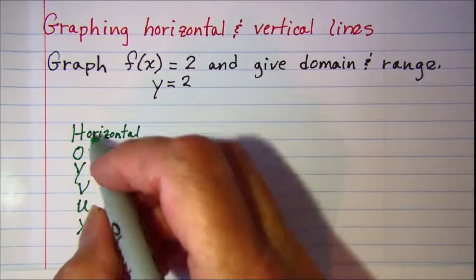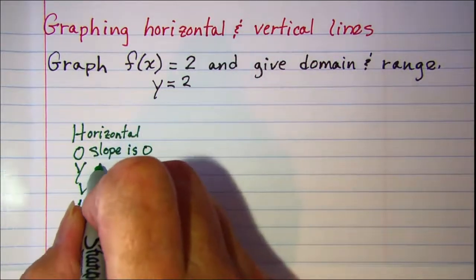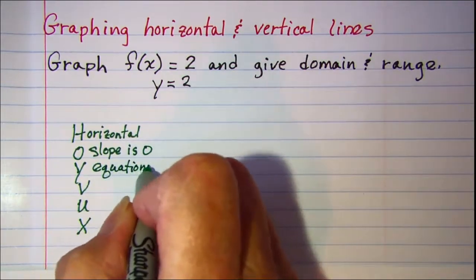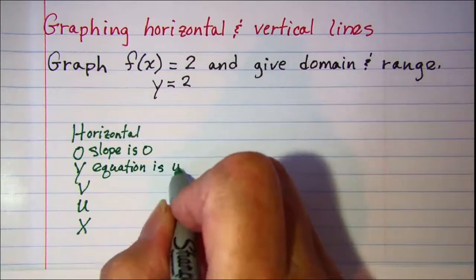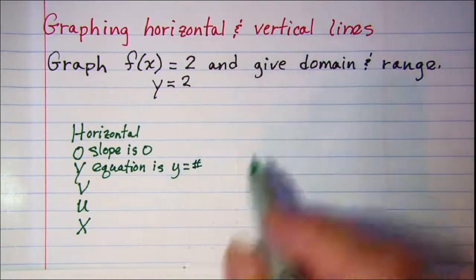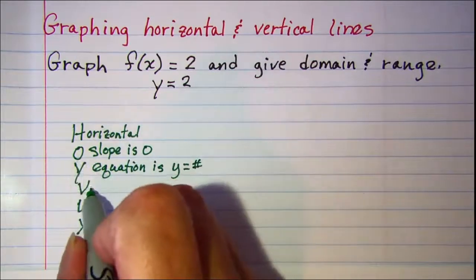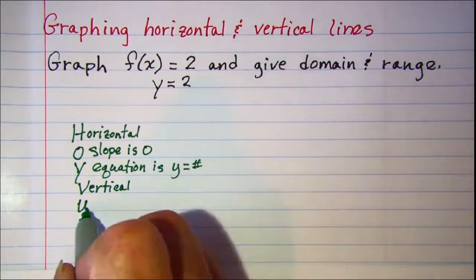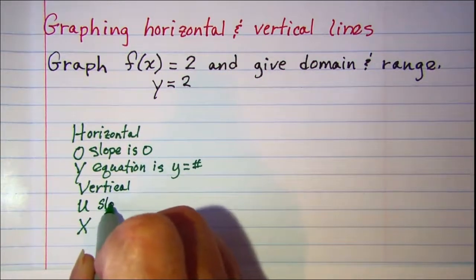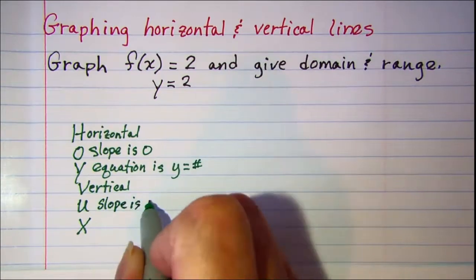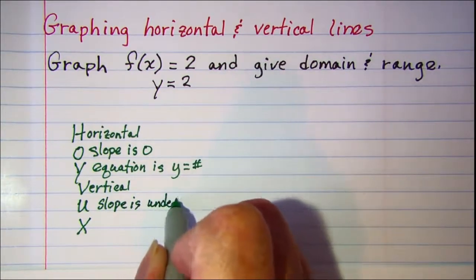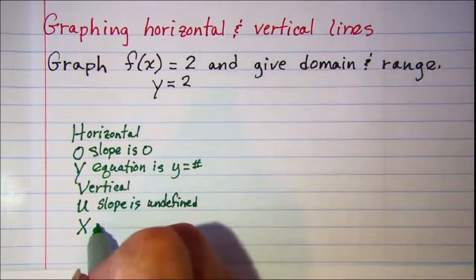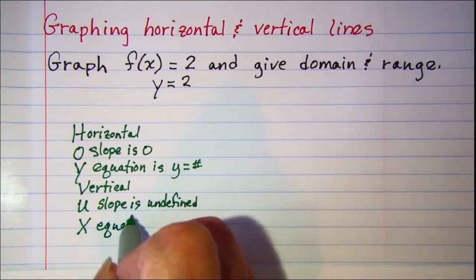The Y stands for the equation, so the equation is y equals some number. The V stands for vertical. This is a vertical line. The U means the slope is undefined. And the X means the equation will be in the form x equals some number.